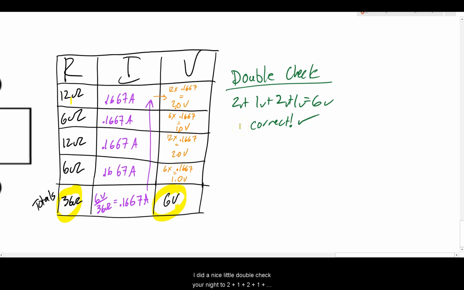And then I did a nice little double check here, and I did 2 plus 1 plus 2 plus 1, and that gave me 6, and I got excited because that is correct.